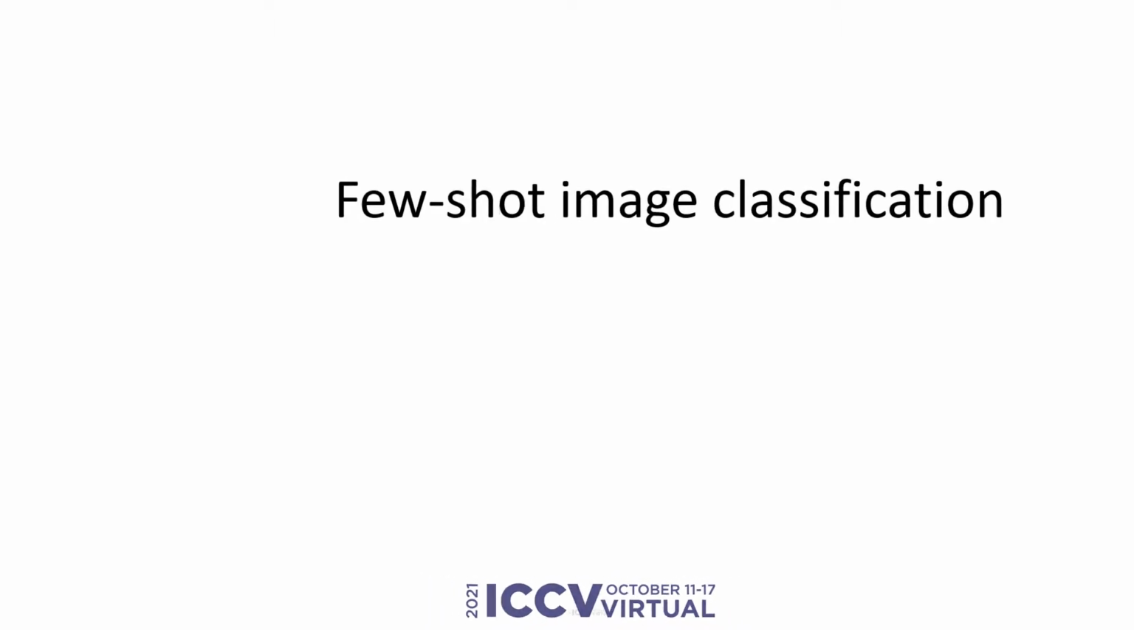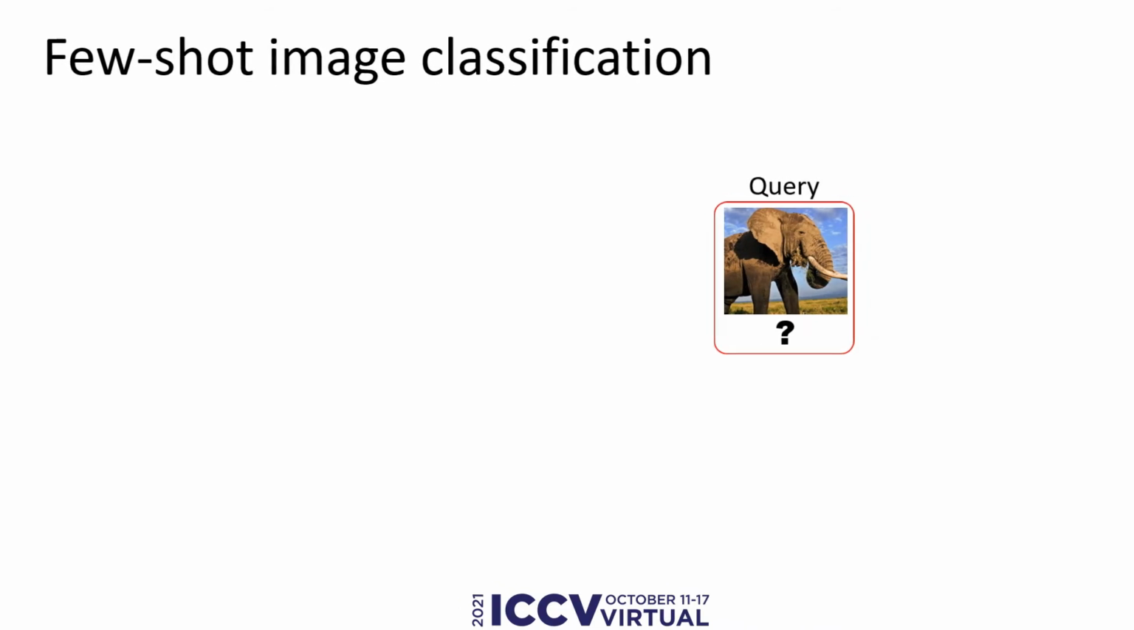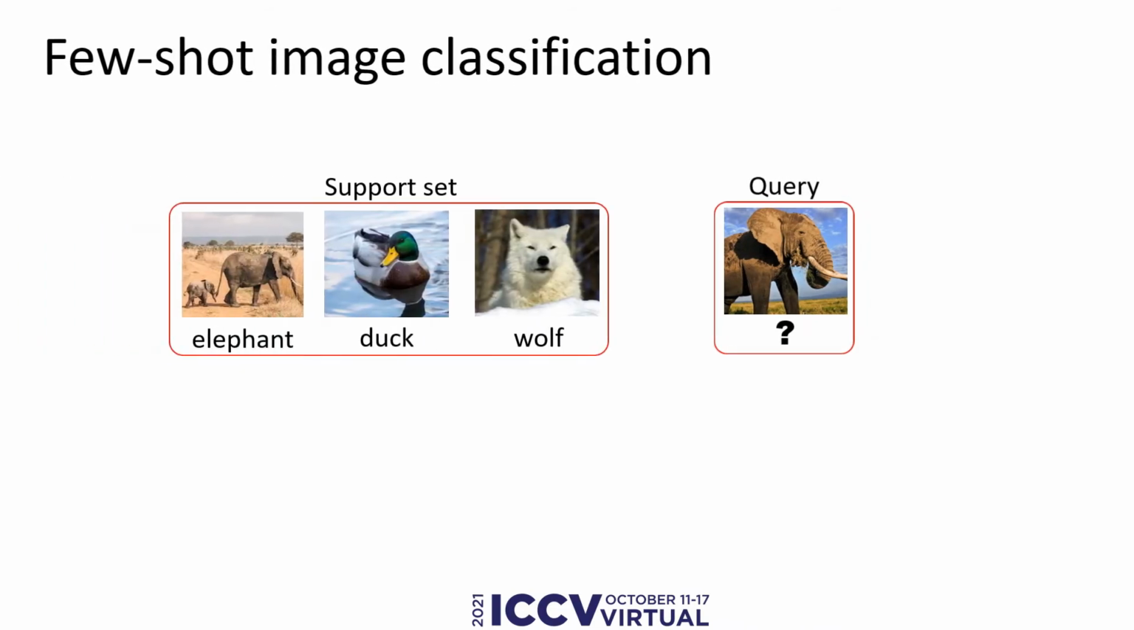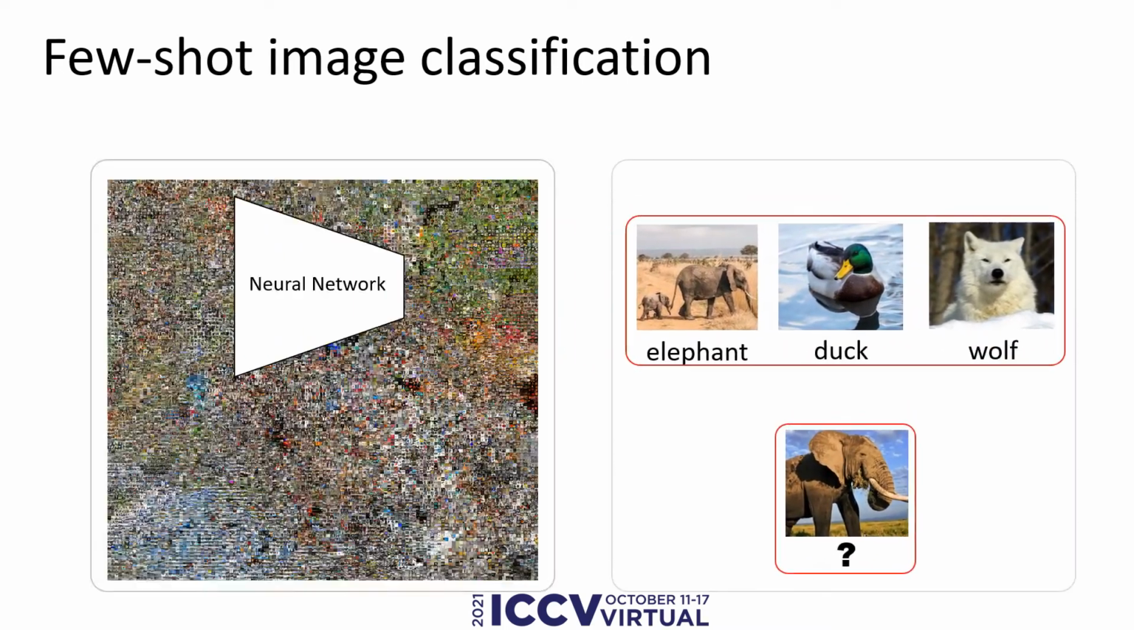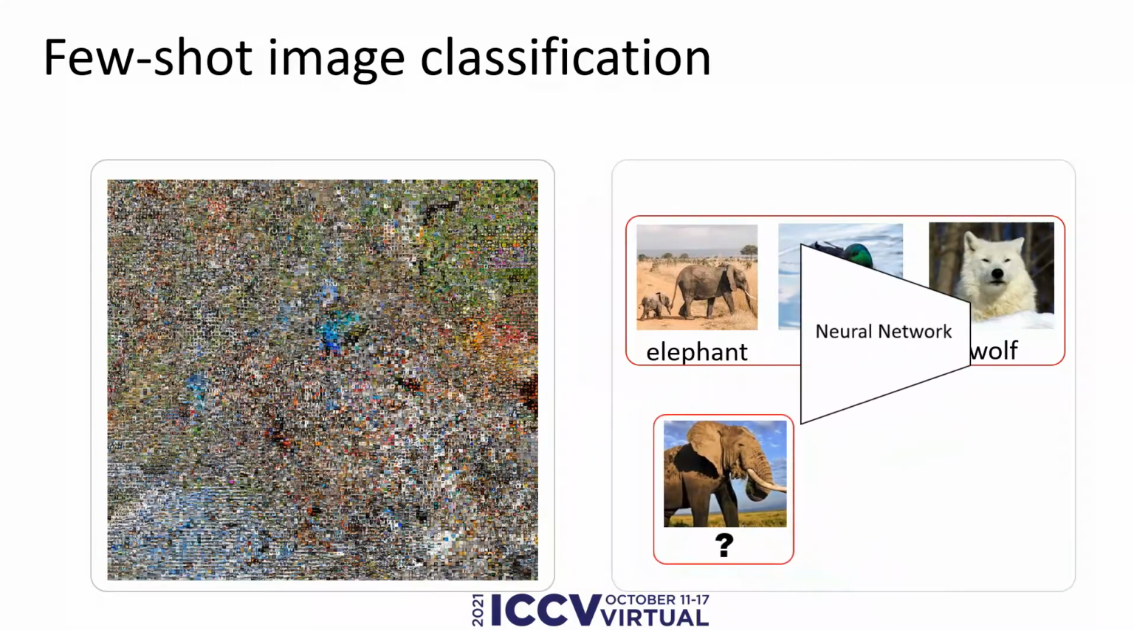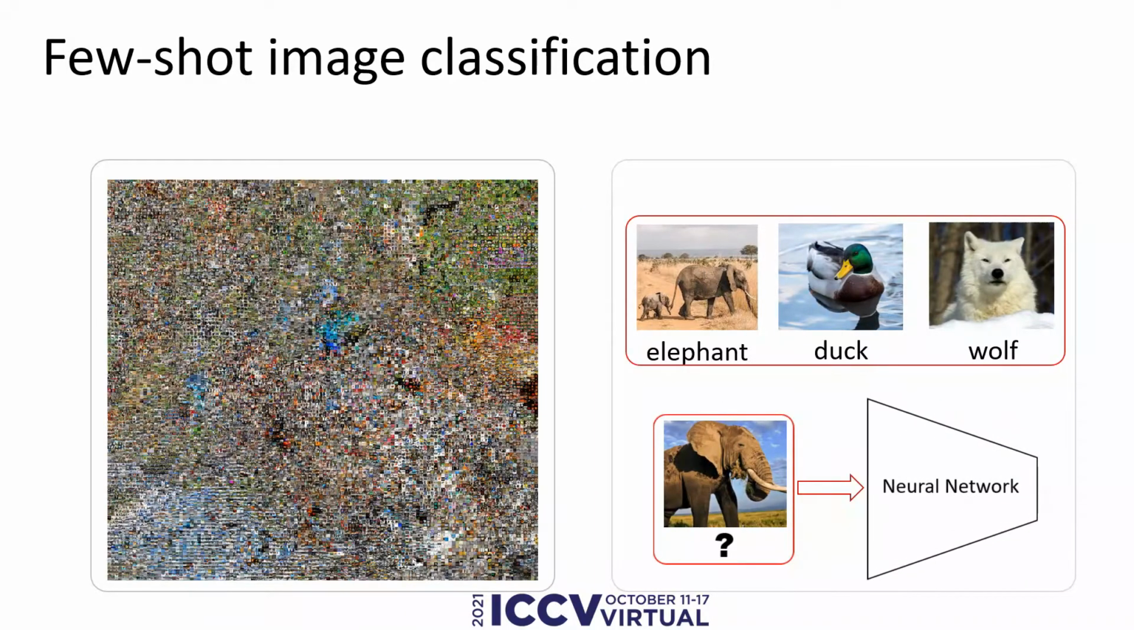In few-shot image classification, we aim to predict the class of a given query by having a set of very few examples as a support set. Here we transfer knowledge gained on a set of base categories containing a large number of training examples to the set of distinct novel classes having very few examples.